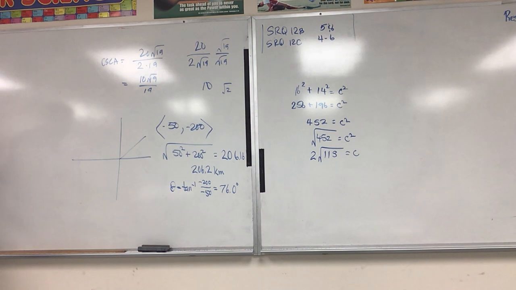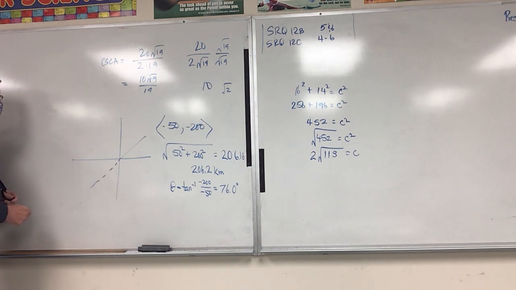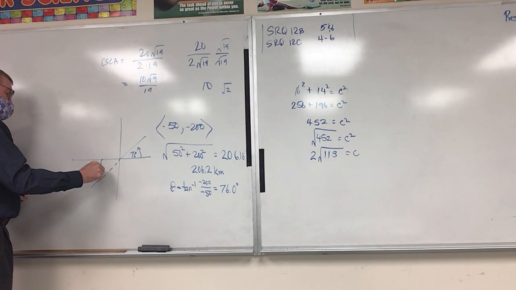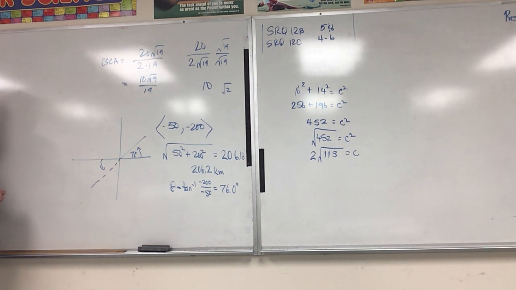76.0 degrees. What quadrant are we in? We are in the third quadrant. They gave me this angle. Alright, so therefore this angle is going to be?